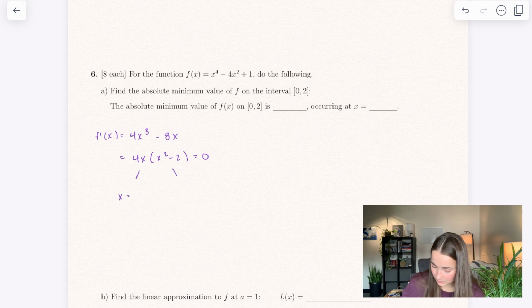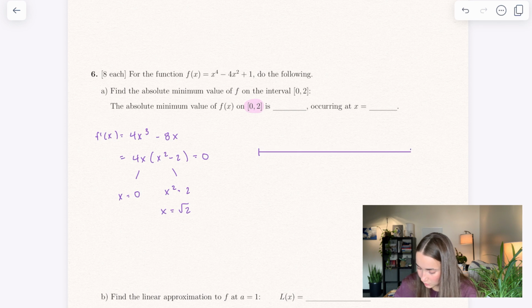So this will give us some critical values. First, we have that x is equal to 0. Here we have that x is equal to the square root of 2. Notice I don't include the negative square root of 2, and that's because of the interval. That's not going to be inside the interval, so I can ignore it. So here, let's go ahead and set up a sign chart. I start at 0 and I end at 2, so I don't have to include any other values. And we're going to plug in our critical value of the square root of 2.